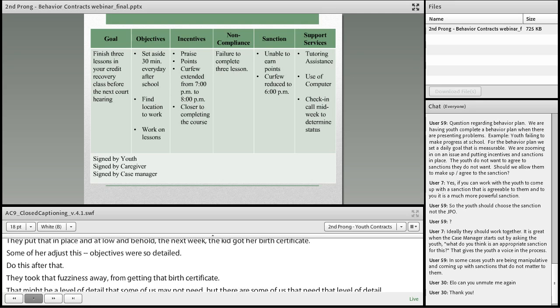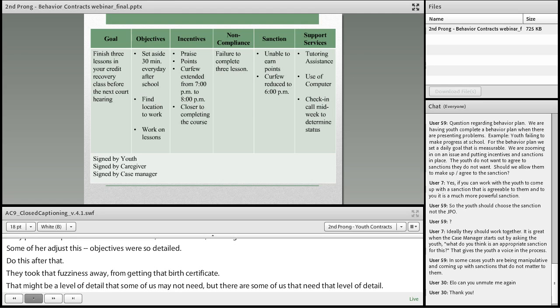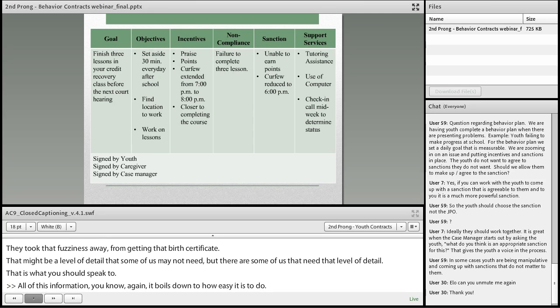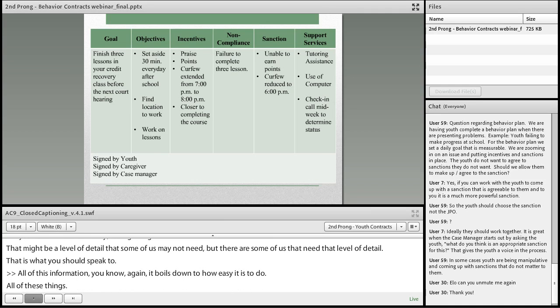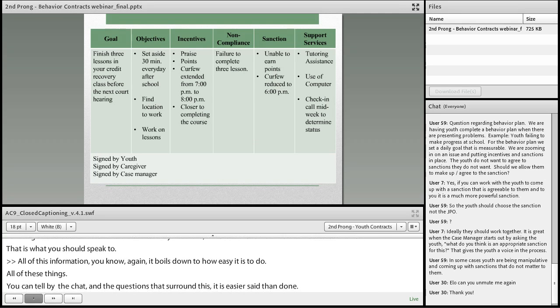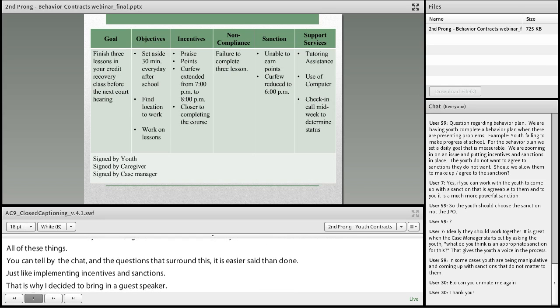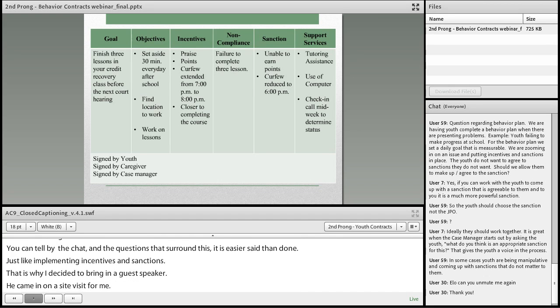So all of this information, again, it boils down to how easy is this to do? You can tell by the chat and the questions that surround this, it's easier said than done, just like implementing incentives and sanctions. So that's why I decided to bring in a guest speaker, and that's Doug Thomas. Actually, in February, he came on a site visit for me, and I figured out he has this treasure trove of case planning activities and resources that can really help JDC teams better understand this process and how to do it effectively.